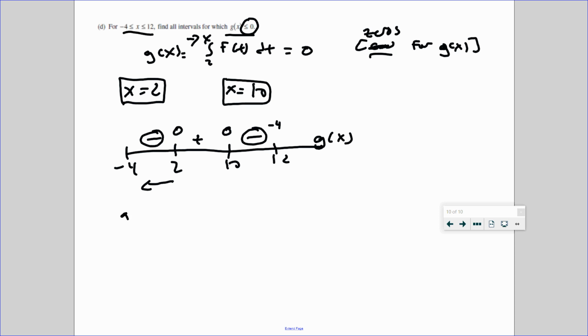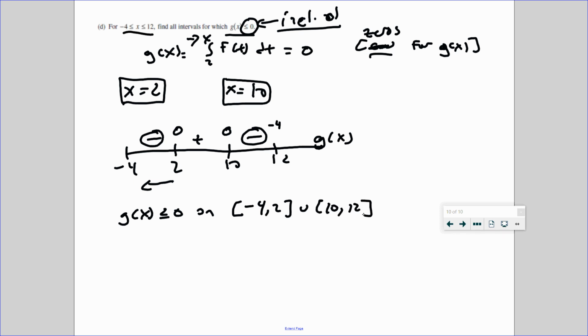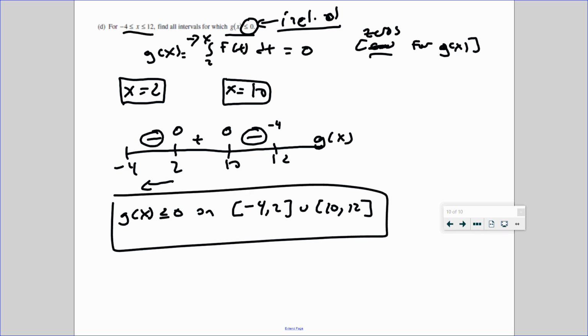So we can say that g of x is less than or equal to 0 on the following domains. Hard brackets, don't want to use soft brackets, but we are including 0. We are including 0 here. So it's going to be from -4 to 2 or 10 to 12. All right, well, so there's our answer. And this is worth a whopping 2 points. It's the whole answer right there.